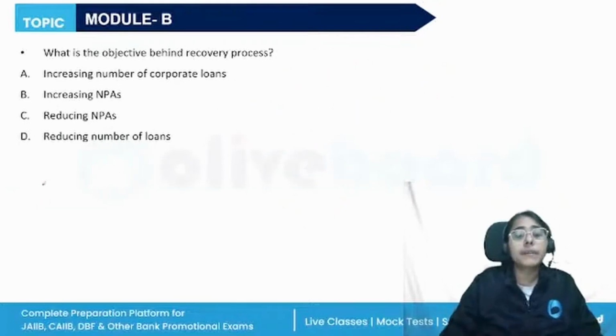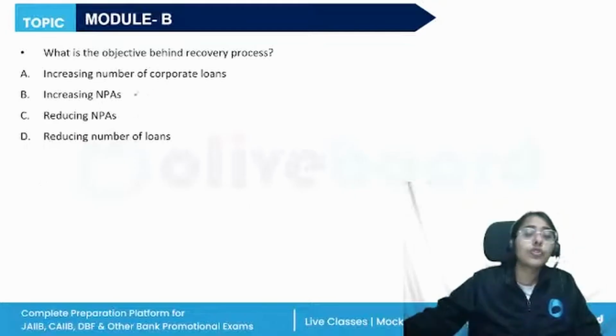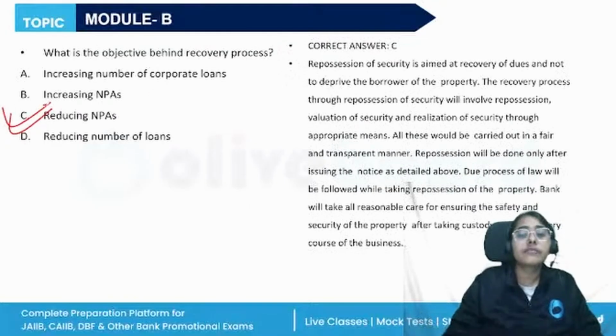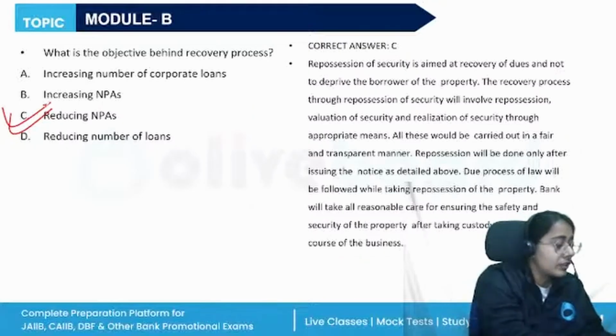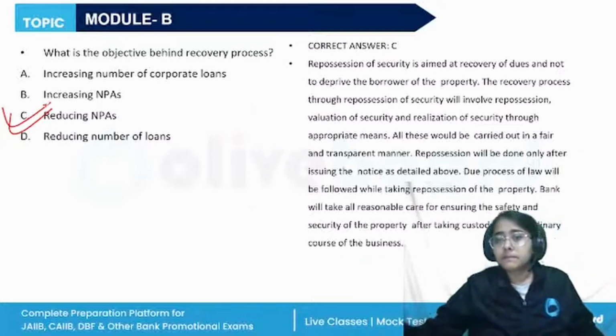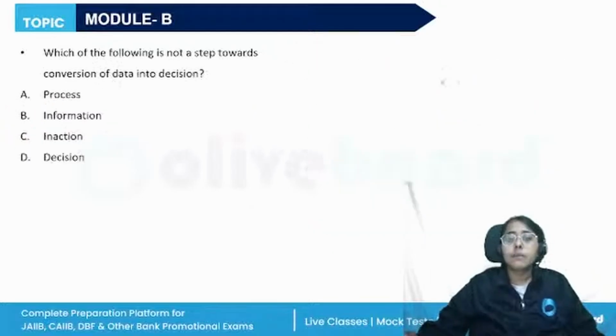Next, what is the objective behind the recovery process adopted by the banks? Whether it is increasing the number of corporate loans, increasing the NPAs, reducing the NPAs, or reducing the number of loans. The objective is to reduce the NPAs because the NPAs will show as a negative factor in the books of the banks. It will hamper their lending capacity, and it will also create a bad image in the market, right? So, security repossession is aimed at recovery of dues and not to deprive the borrower of the property.